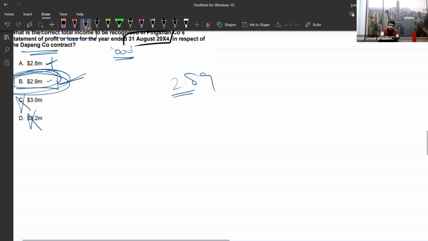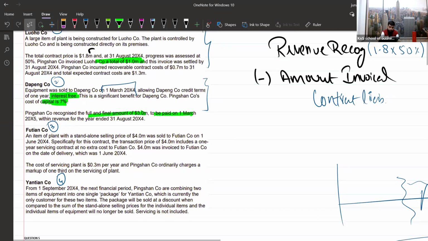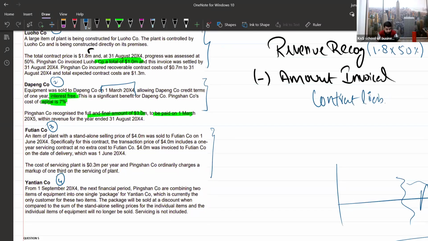Okay, now let's read out the data related to Futan company. That is the third paragraph. An item of plant with the standalone price of 4 million was sold to Futan company on 1st June. Specifically for this contract, the transaction price is 4 million, which means that the price of plant is 4 million and the transaction price is 4 million.